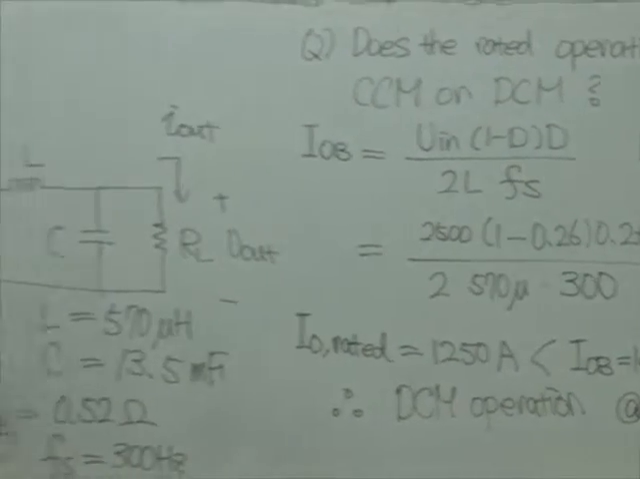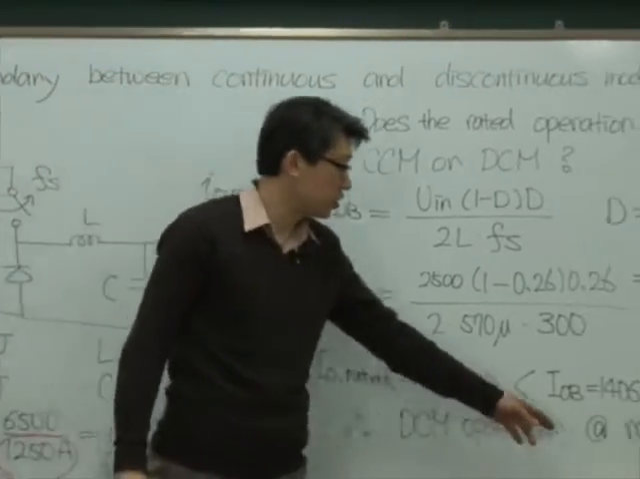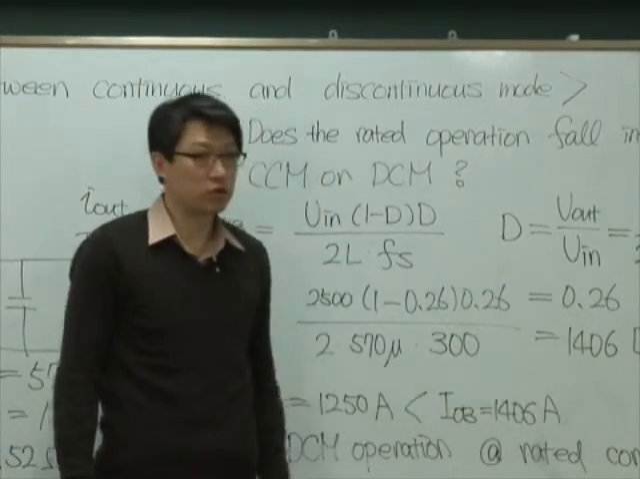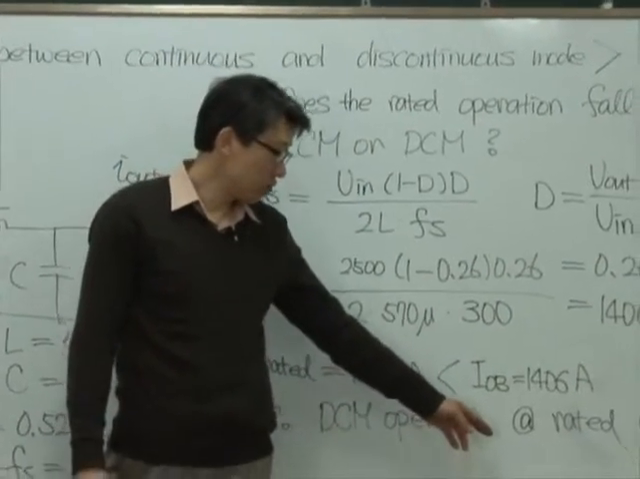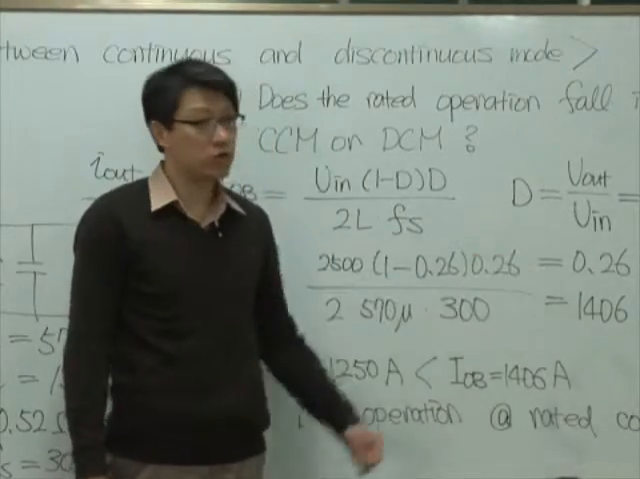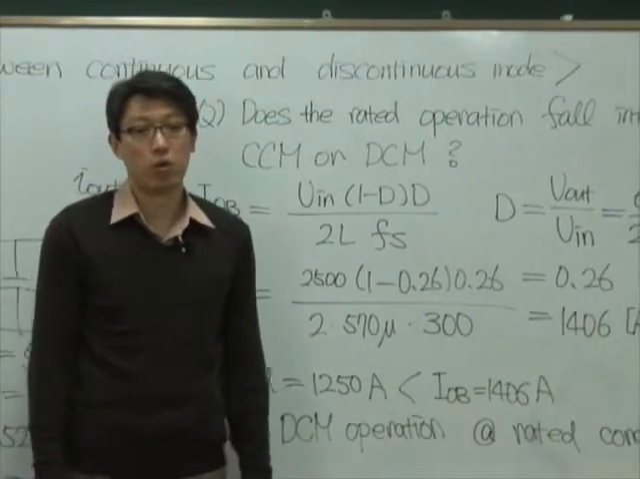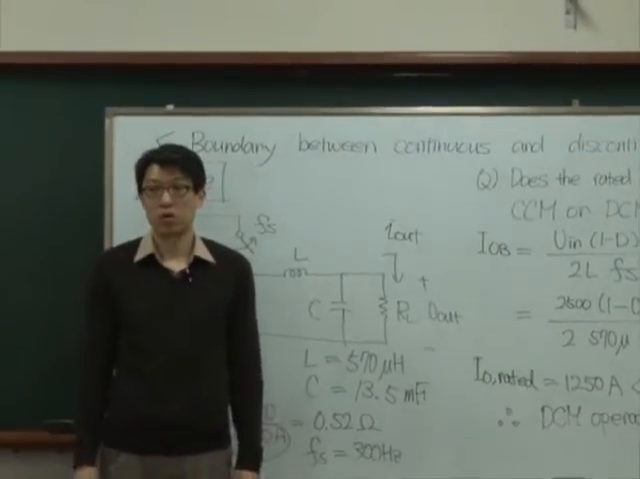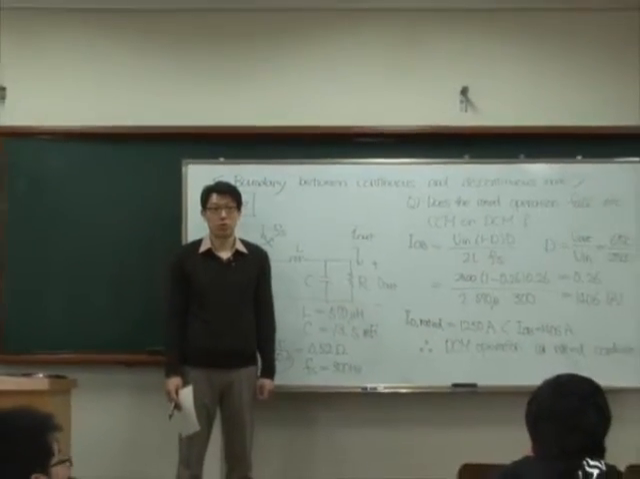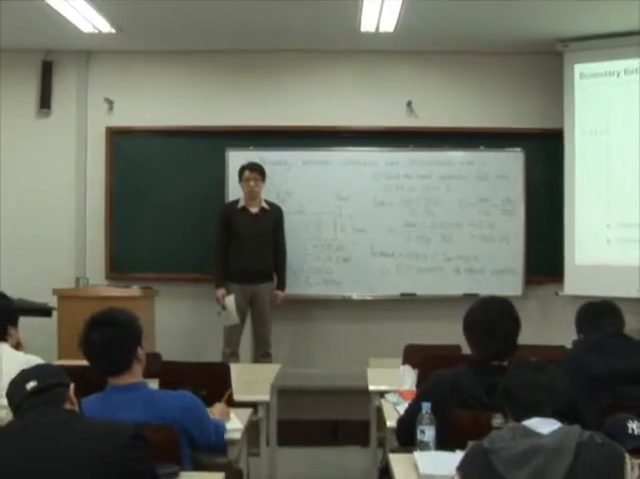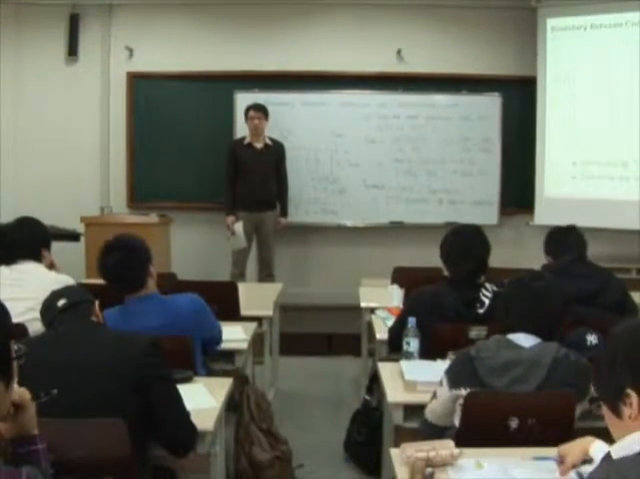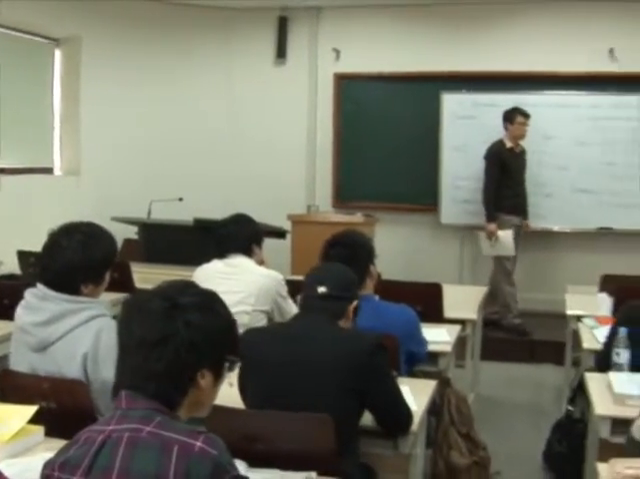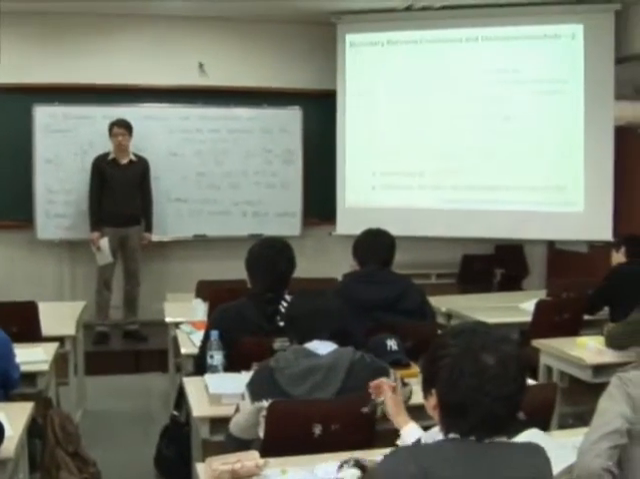So, if I give you one more question, then under rated condition, what's the value of duty? Is it smaller than 0.26 or is it larger than 0.26? 자, DCM 전격 조건에서는 듀티가 0.26보다 클까요? 작을까요? 5조. You have a 50%. Duty is smaller than 0.26 or larger than 0.26?